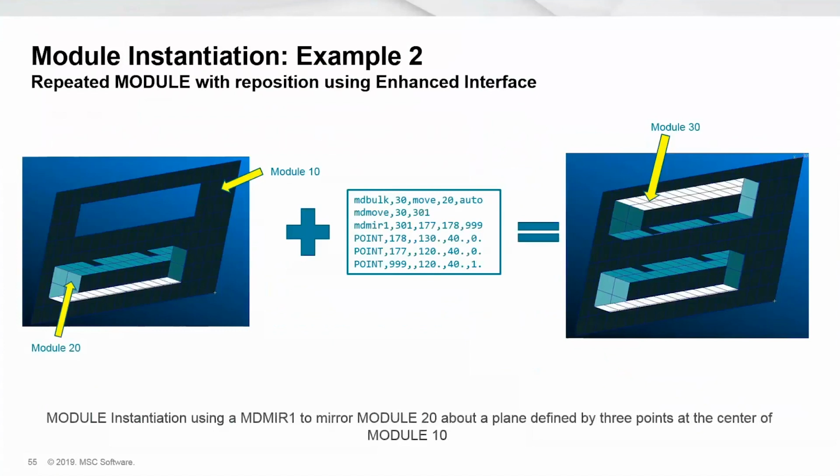Here's another example, a little more practical, even though these are academic problems only, but it works very well for real model types as well. In this case, module 20, which is internal to module 10, is shown on the left-hand side, and we add some movements to it, and we get a module 30, which is a copied module 20, and translate it, mirrored to a different location.